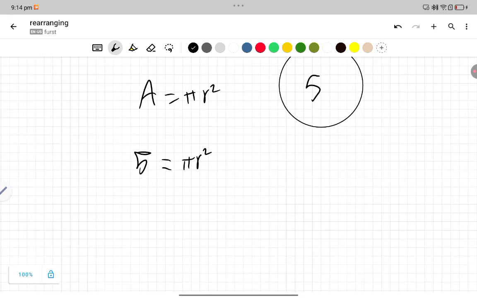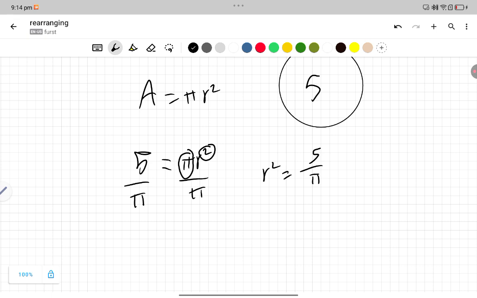So what's happening to r right now? There's a couple of things. It's being squared and it's being multiplied by pi. Let's get rid of the pi first. If it's being multiplied by pi, how can we get rid of the pi? We divide by pi, right? So r squared equals 5 over pi.